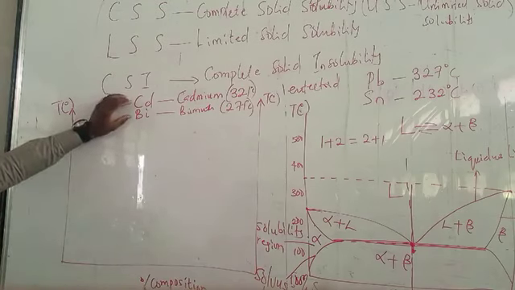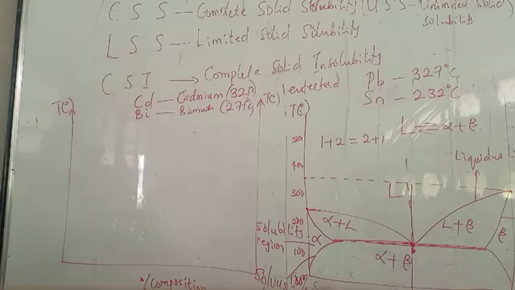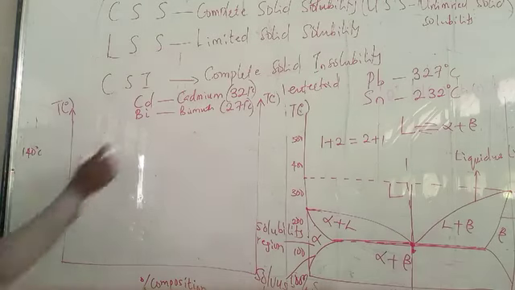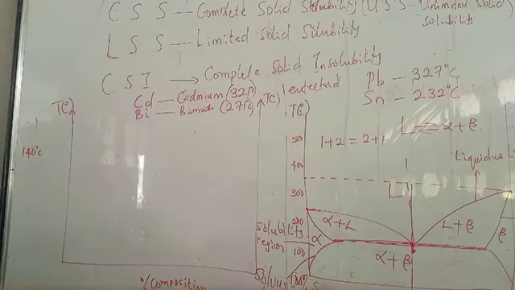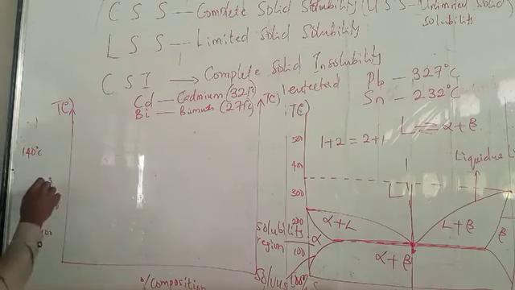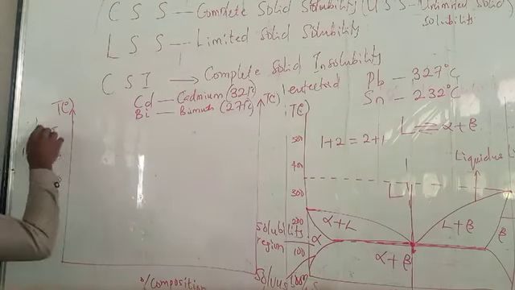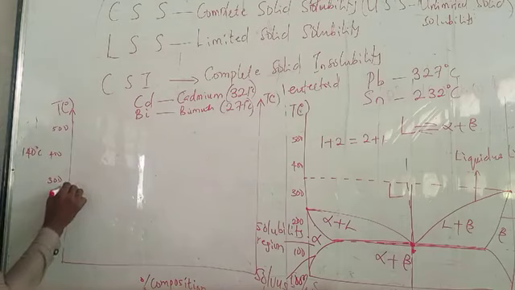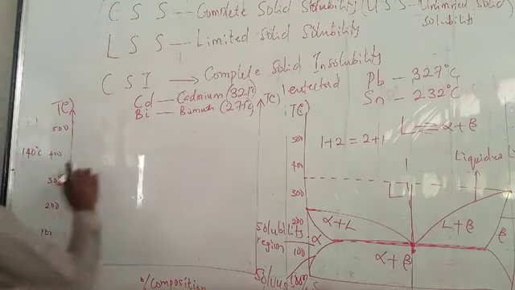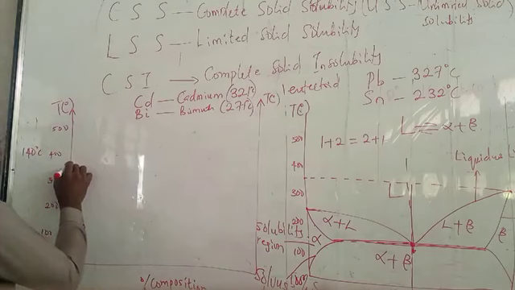Now, the eutectic temperature of these two alloys occurs at about 140 degrees Celsius. Since we have this range of temperature, which is somewhat similar to the curve of limited solid solubility, here can be 100, 200, 300, 400, and then 500. So we locate the melting point of bismuth, which is 271, and the melting point of cadmium, 321, somewhere around here.